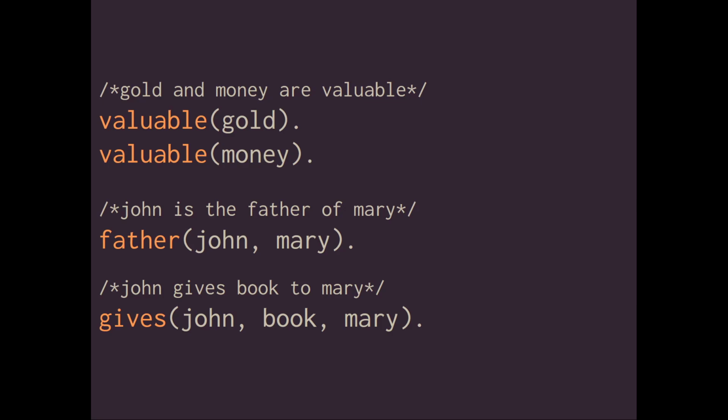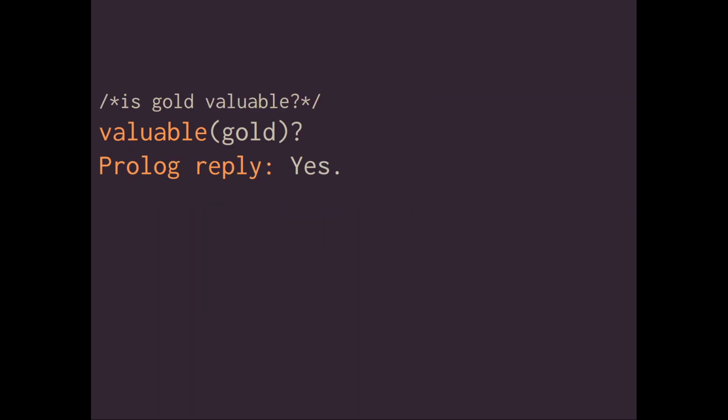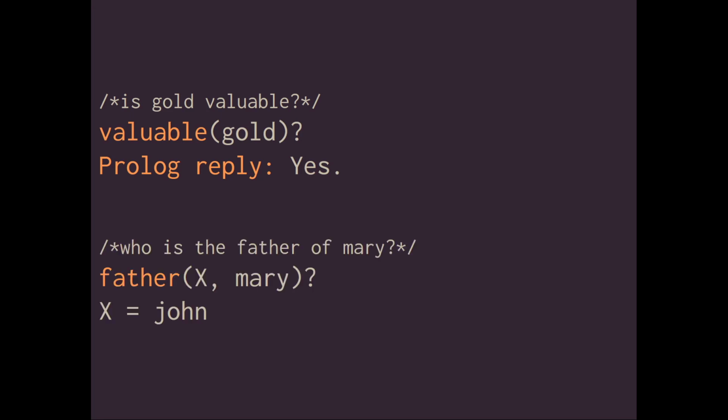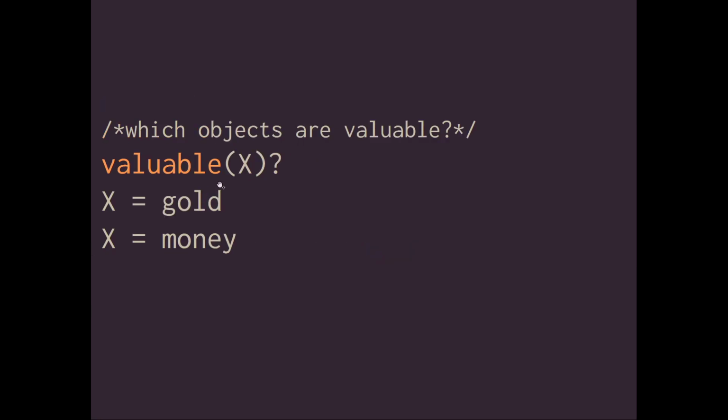Now that we have these axioms, Prolog can now deduce. For example, let's ask, is gold valuable? Prolog will reply, yes, based on the axioms earlier. We can ask, who is the father of Mary? So father, X, Mary. So it will reply X is equal to John. And we can ask which objects are valuable. Valuable, X, question mark. So Prolog will reply that X is equal to gold and X is equal to money.